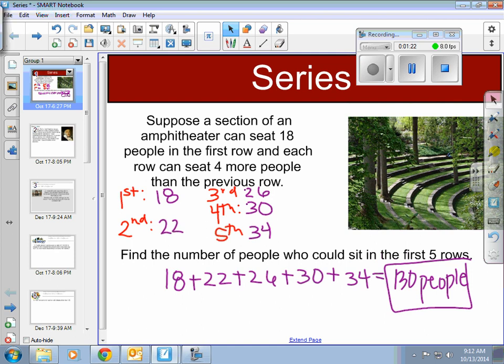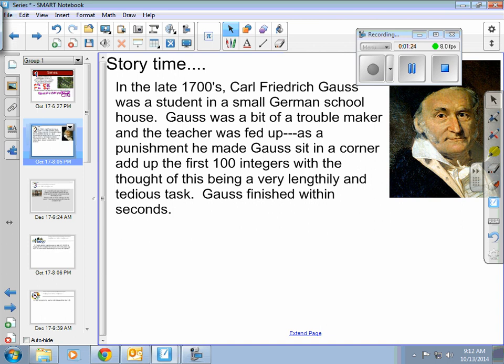Okay. So, time for a story. In the late 1700s, Carl Friedrich Gauss was a student in a small German schoolhouse. Gauss was a bit of a troublemaker, and the teacher was fed up. As a punishment, he made Gauss sit in a corner and add up the first 100 integers with the thought of this being a very lengthy and tedious task. Gauss finished within seconds.